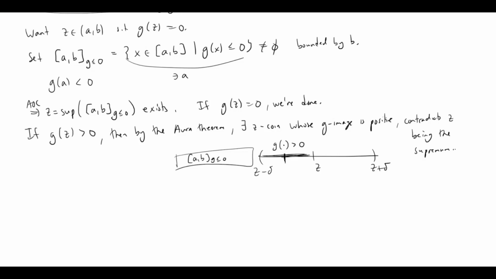Okay, so we make a similar argument when G of Z is less than 0, right? When G of Z is less than 0, again, by the aura theorem we get a Z coin whose G image is negative. But then you can look at the top half of this, right? If you're looking at stuff where G of Z is now negative, all these things are bigger than Z, and they're in this set. Z is supposed to be the supremum of it, but we have bigger things in there. Again, this would be a contradiction. Okay, so this contradiction comes from either us letting G of Z be positive or G of Z be negative. So we conclude that G of Z is 0, and that ends the proof.